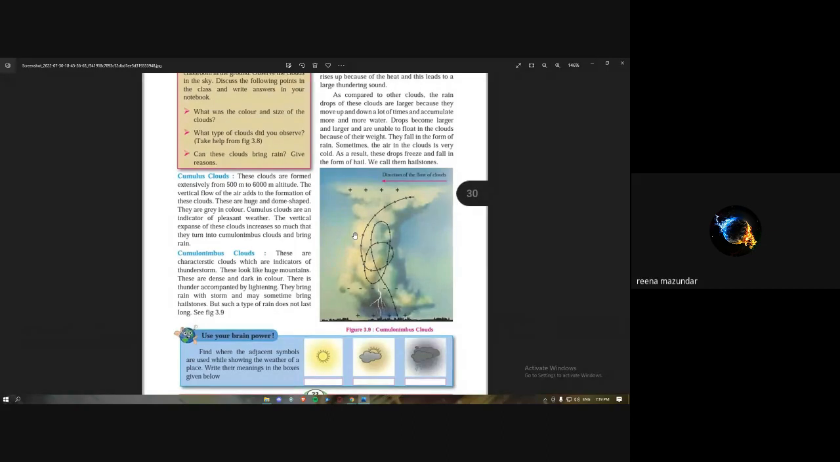These look like huge mountains. They are dense and dark in color. There is thunder accompanied by lightning. Then such clouds, pitch black, have lightning flashing in them, thunder rumbling, and we say, oh, heavy rain has come, lightning is flashing. So these are cumulonimbus, which brings heavy rainfall. They bring rain with storm and may sometimes bring hailstones also. But such a type of rain does not last long.